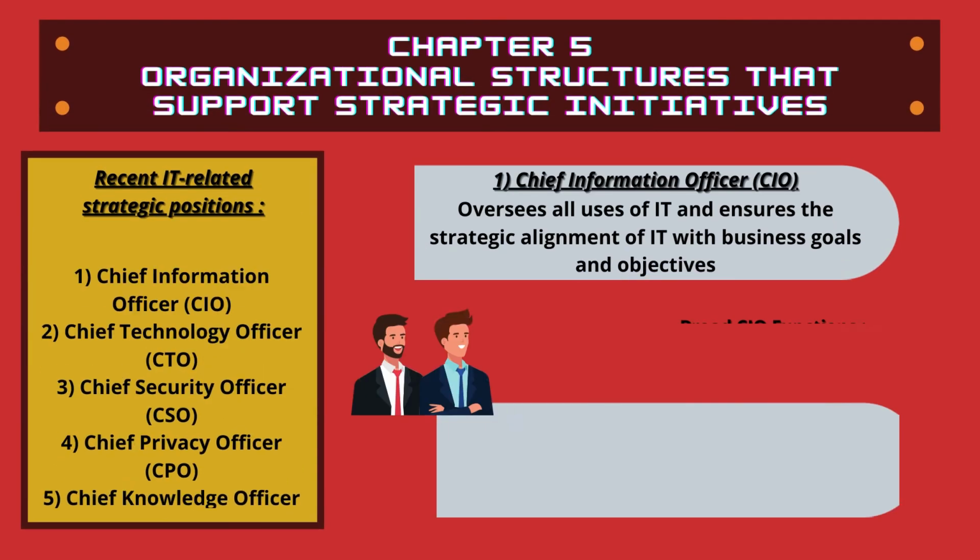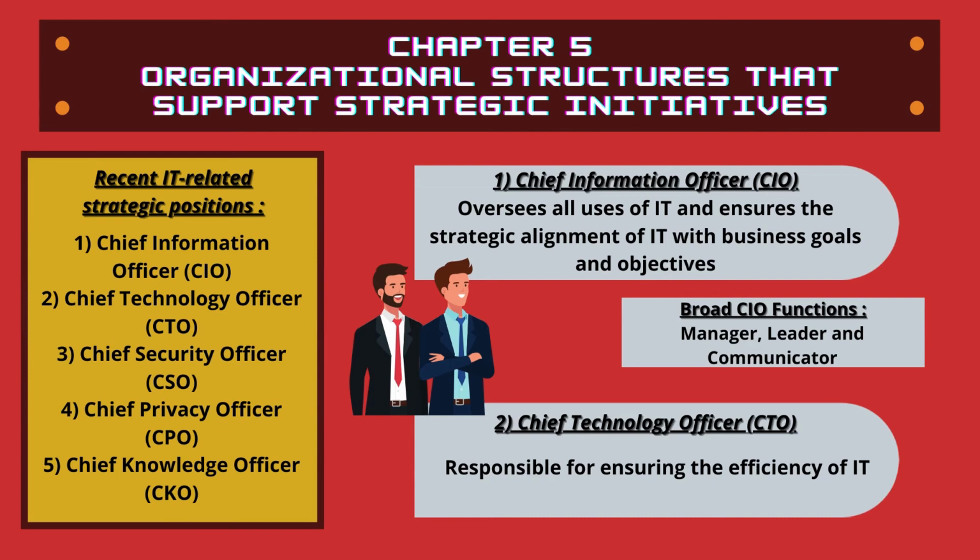Chapter 5: Organizational Structures that Support Strategic Initiatives. Recent IT-related strategic positions. First, Chief Information Officer, CIO. Second, Chief Technology Officer, CTO. Third, Chief Security Officer, CSO. Fourth, Chief Privacy Officer, CPO. And the last one is Chief Knowledge Officer, CKO.